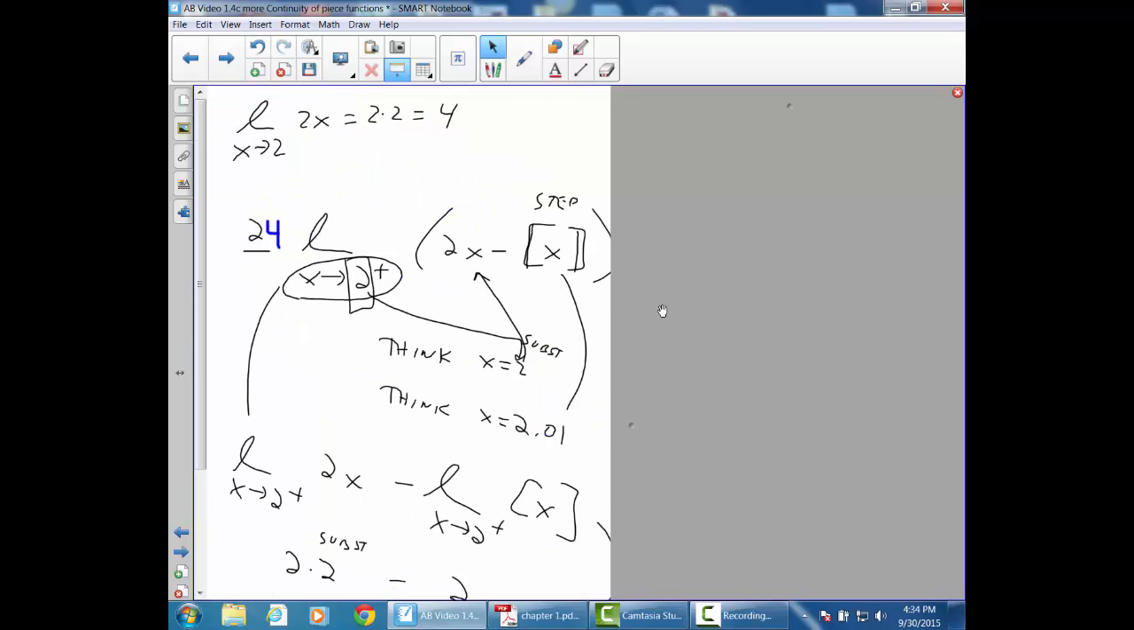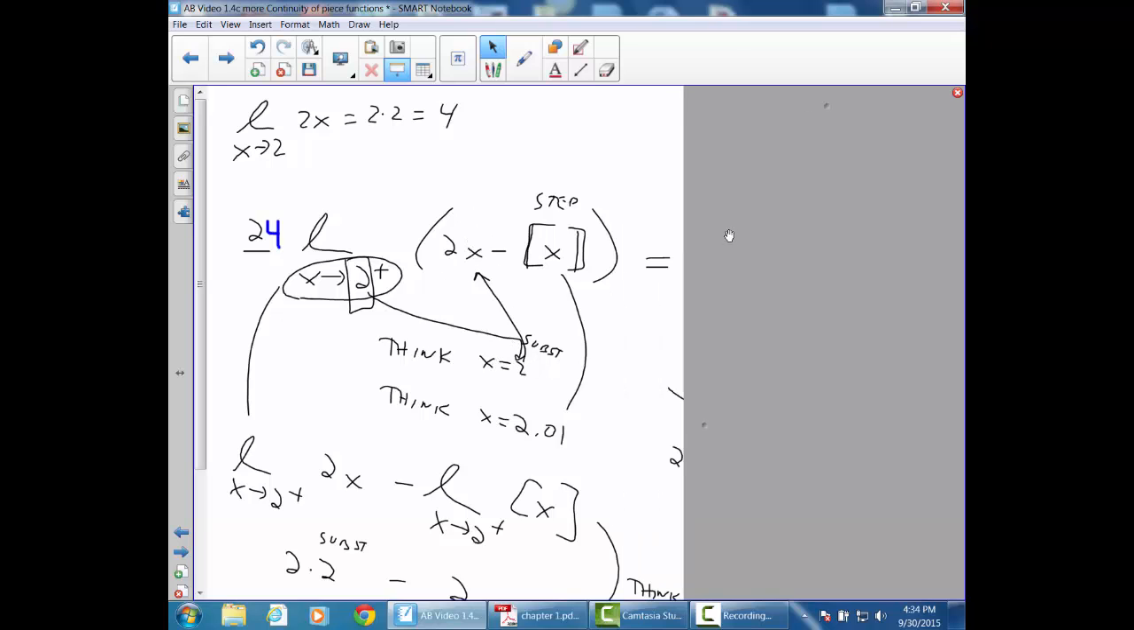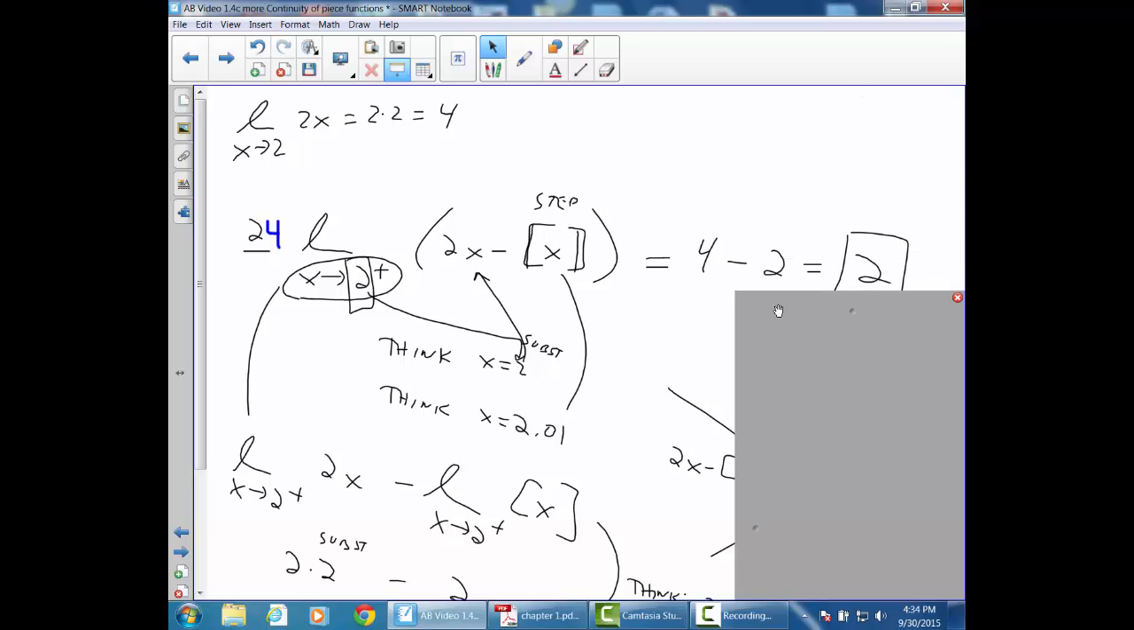Okay, looking at number 24, gets a little bit more complicated. The limit as x approaches 2 from the right of 2x minus the step function of x, or the greatest integer function of x. Now, for this part, you absolutely can substitute. You'll just let x equal 2, and you will get 4, yes? However, for this one, you have to think of substituting in a number very close to 2, but to the right of 2, such as 2.02. Think about what is the greatest integer of 2.01. The biggest integer less than or equal to 2.01 is 2, and therefore 4 minus 2 is 2.